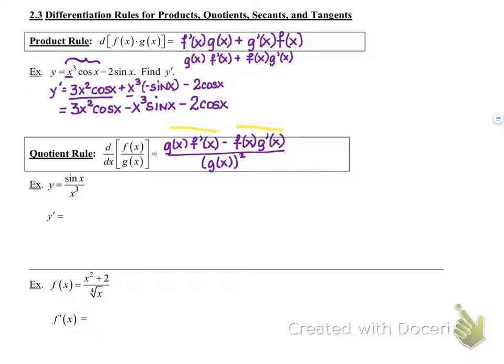Here we go. Low, D high, minus high, D low.